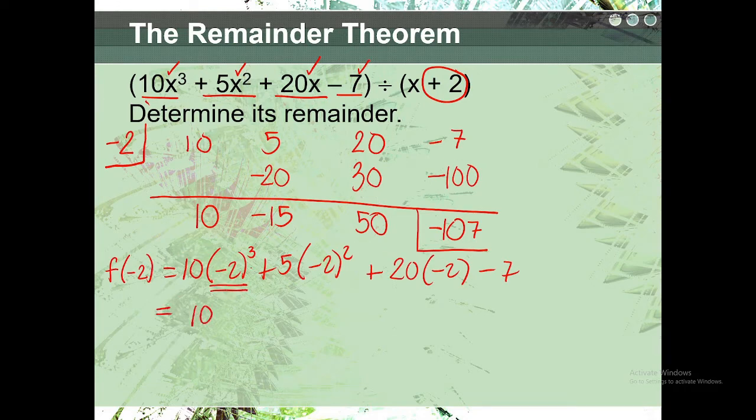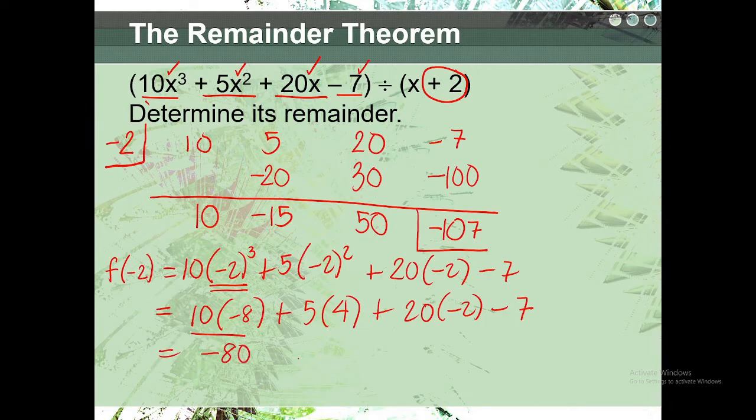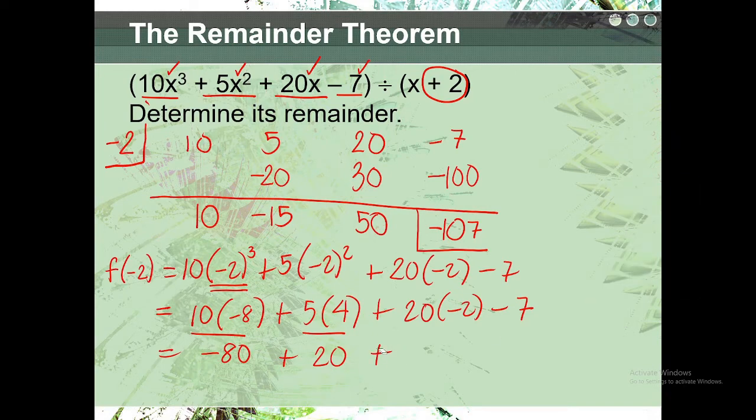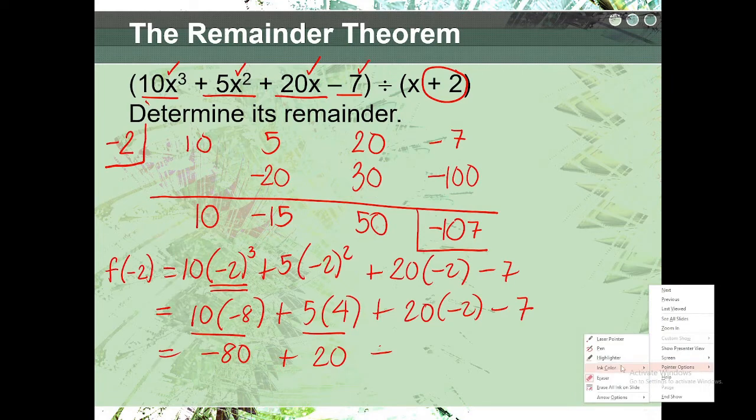So 10, what is -2 cubed? That's -8. Plus 5, then -2 squared, that's +4. Plus 20 times -2 minus 7. So we have multiplying these two, -80, plus multiplying this, you'll get 20. You multiply this, or that is positive. No, that's not positive. That's negative. That is -40. That's -40.